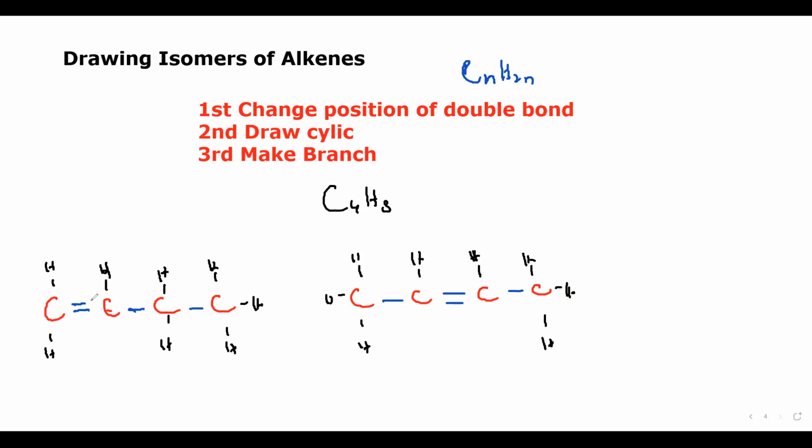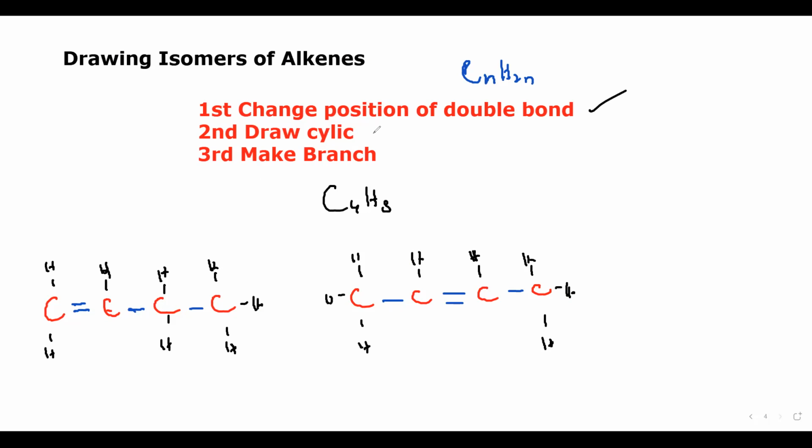How are they isomers? Because they have different structures. The first one contained the double bond between the first two carbons, 1 and 2. The second one contained the double bond between the second and third carbons. So we can change the position of the double bond. It is very easy to draw isomers for alkenes.